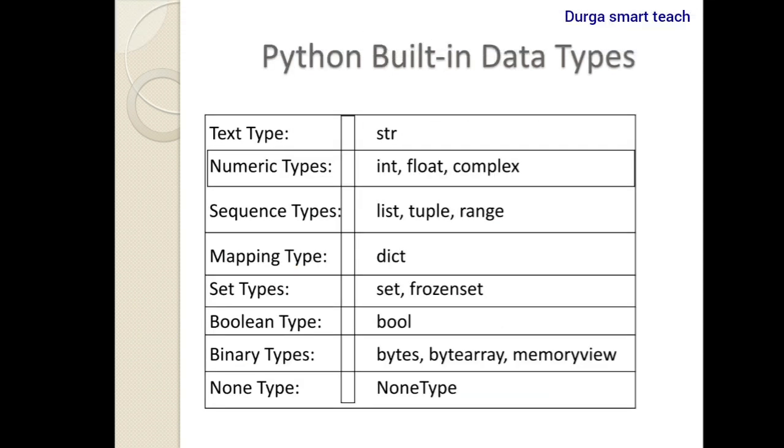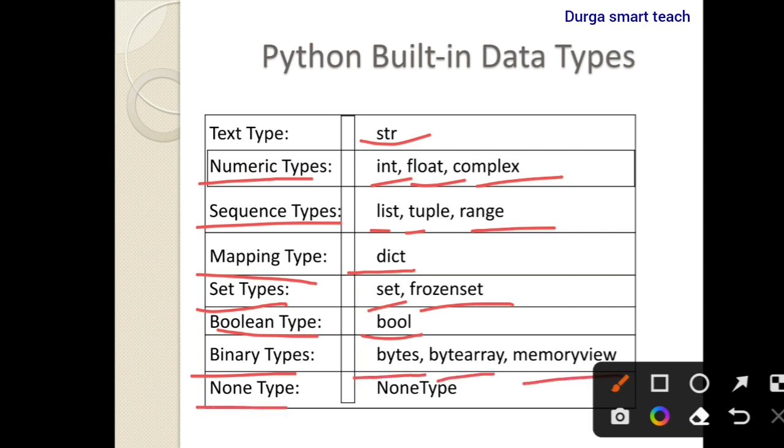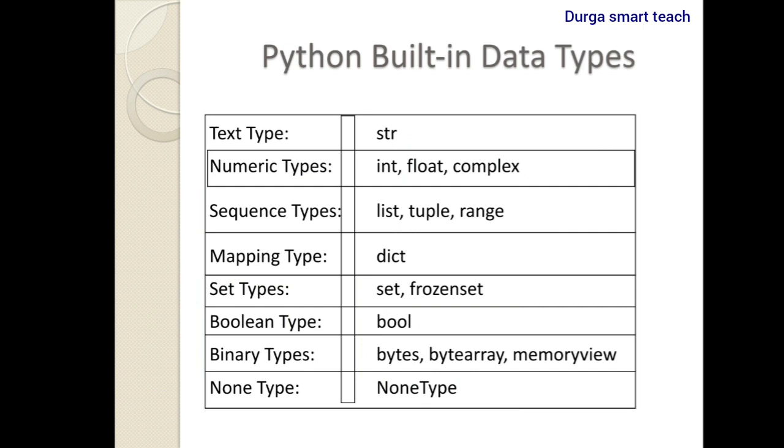Next, Python built-in data types. These are the Python built-in data types. The text type is str. In C there are two data types available, char and string. In Python there is no char data type, only the string data type, str. Numerical data types are int, float, complex. Next, sequence: list, tuple, range. Mapping: dictionary. Set types: set, frozenset. Boolean type: bool. Binary types: bytes, bytearray, memoryview. Next, the None type. These are the different built-in data types in Python. In this class we are going to learn about 5 built-in data types of Python.